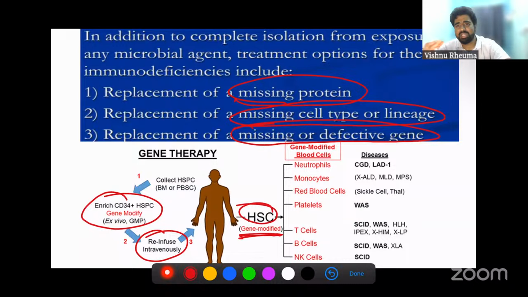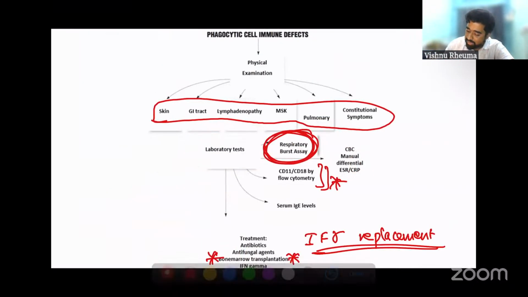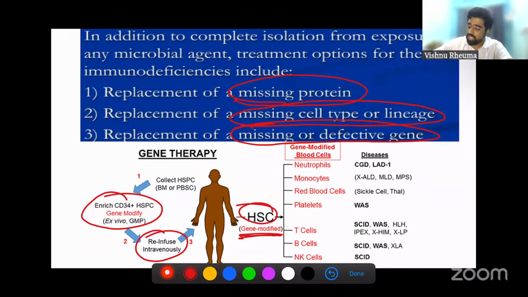So these are basically not useful for all the diseases. It would be great if it could be, but mainly it is some forms of severe combined immunodeficiency, Wiskott-Aldrich syndrome, and some phagocytic defects. As I told you, phagocytic defects will also have bone marrow transplant, gene therapy, and interferon gamma replacement. So in CGD, leukocyte adhesion defects, you can do gene modified cells, severe combined immunodeficiency, and Wiskott-Aldrich syndrome. These are your three to four main diseases that are there.